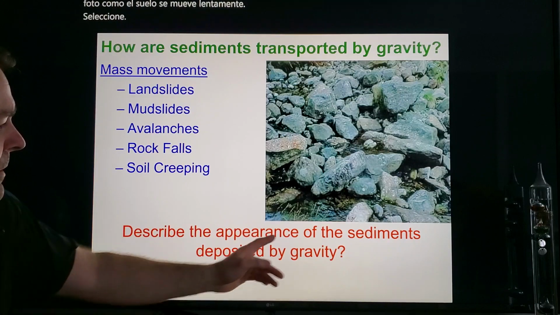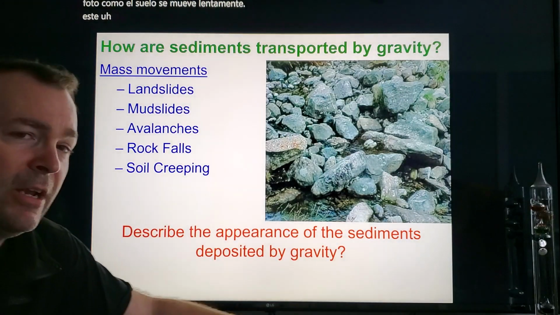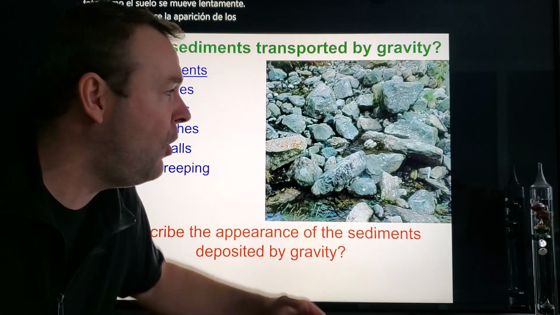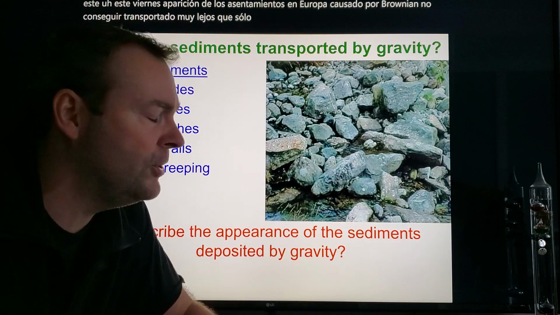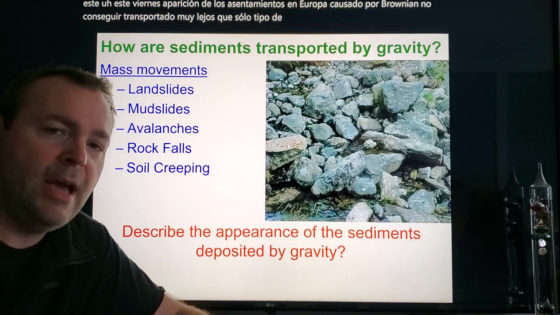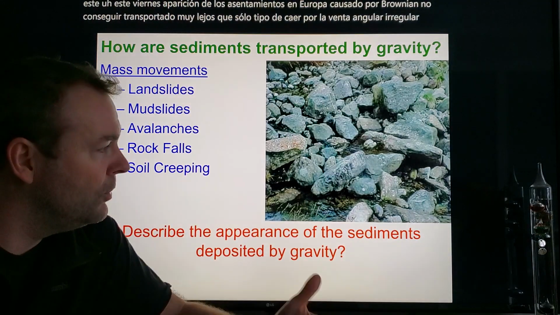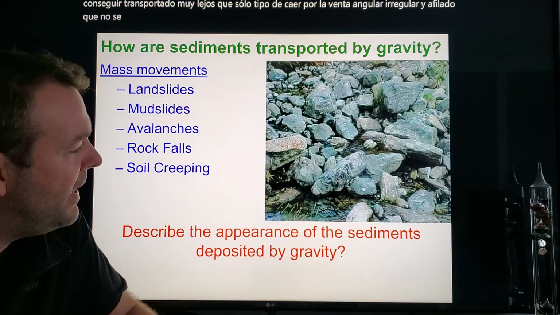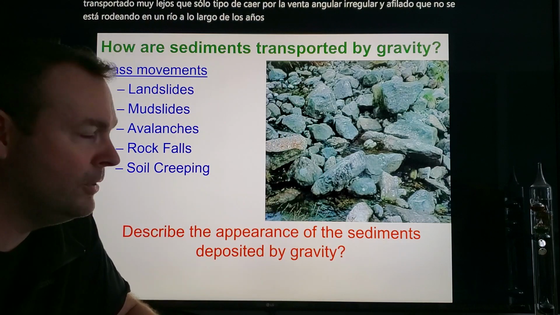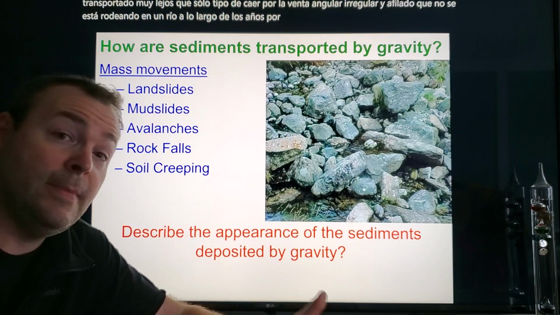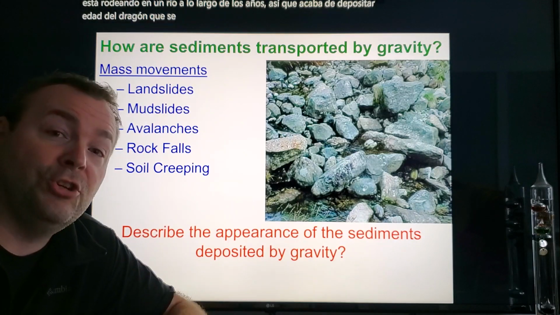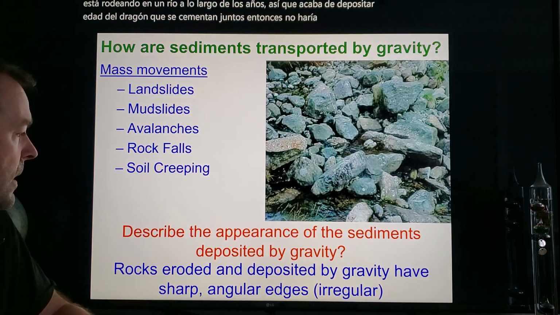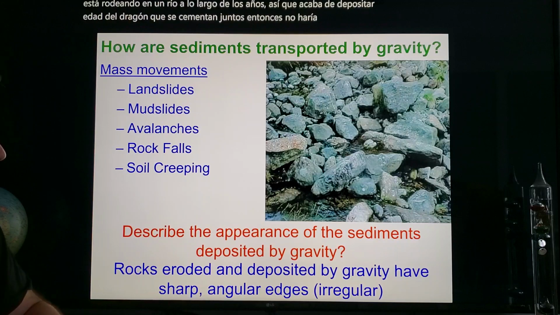Regardless, describe the appearance of these sediments. If you're deposited by gravity, well, you're not getting transported very far. You're just kind of dropping down. So you stay all angular, jagged, and sharp. You're not getting rounded out in a river over many, many years. So if you're just deposited in a gravity pile, you look kind of jagged and angular. And if you get cemented together, then you wouldn't make conglomerate. You would make breccia. Okay? And there it is. Irregular shape, sharp edges.